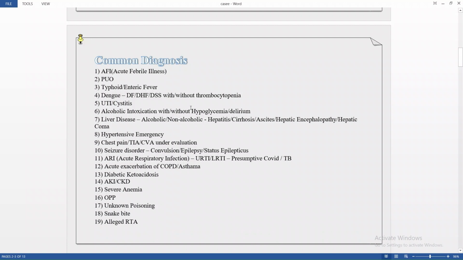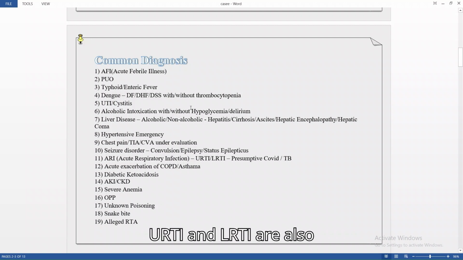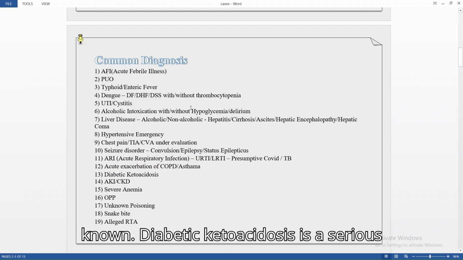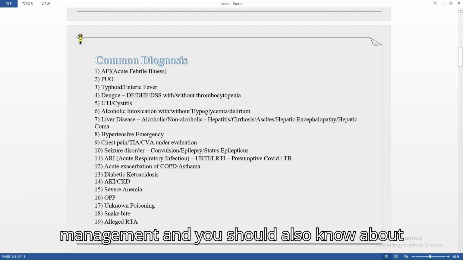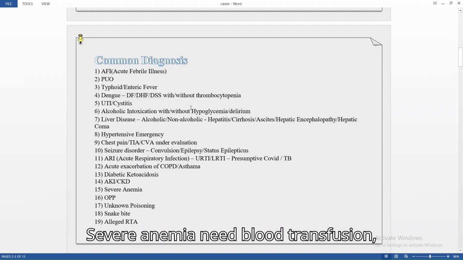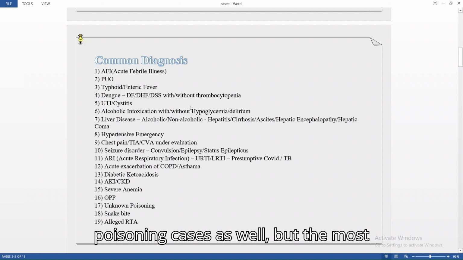Some common OPD problems like URTI and LRTI are also seen. Status asthmaticus management should also be known. Diabetic ketoacidosis is a serious condition and you should know about its management. AKI and CKD are also seen. Severe anemia needs blood transfusion, iron sucrose. There are a lot of poisoning cases as well, but the most common in the Indian setting is OPP poisoning.